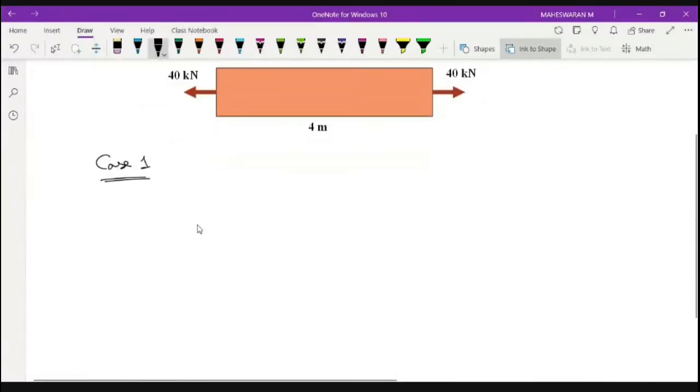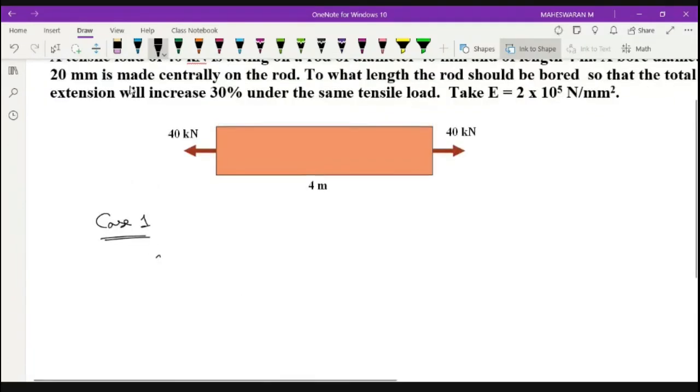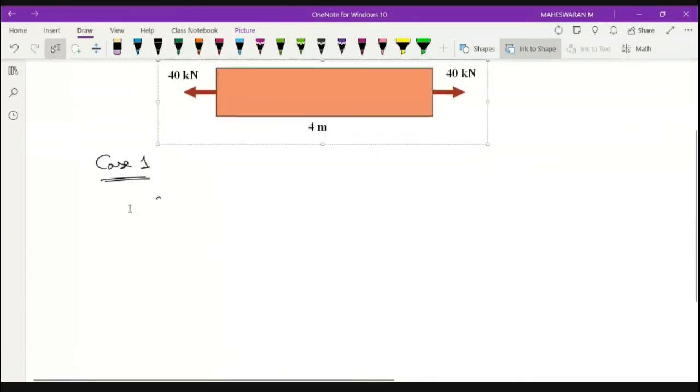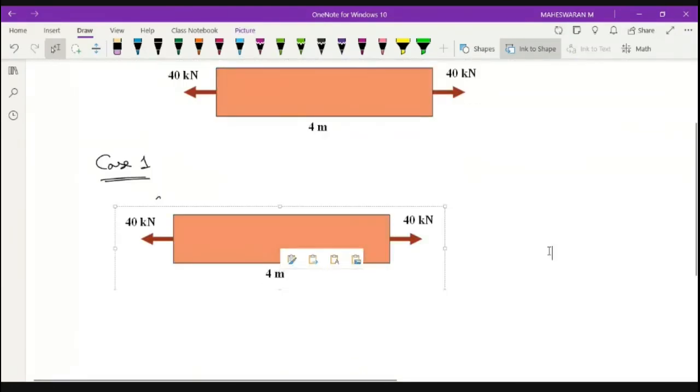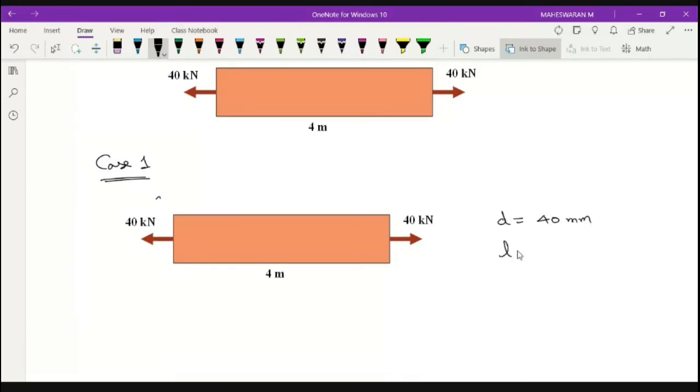So I'm going to consider this diagram. So what are the values? I will take this picture and put it here. So you know what is the diameter of this? Your diameter D is 40 mm. The length of this rod is 4000 mm. I am converting everything in mm. And force P, which is applied here, is 40 into 10 power 3 Newton.